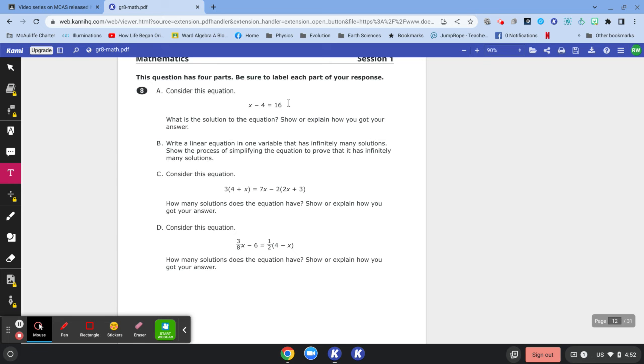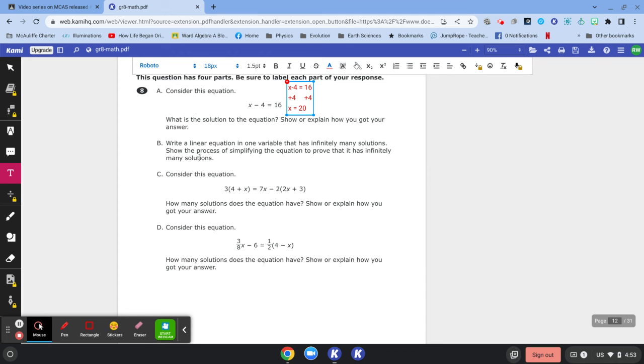And how do we figure that out? We add 4 to both sides. So plus 4 to both sides. I'm going to drag this up a little bit. Okay, so I've got x minus 4 equals 16. I will add 4 to both sides, and I get x equals 20. And that's all there is to that one.